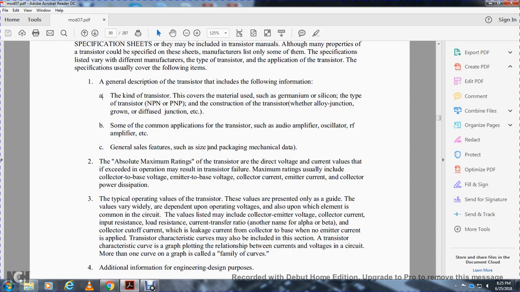The absolute maximum ratings of the transistor are the direct voltage and current values which, if exceeded in operation, may result in transistor failure. The maximum ratings will usually include the collector-to-base voltage, the emitter-base voltage, collector current, emitter current, and collector power dissipation.